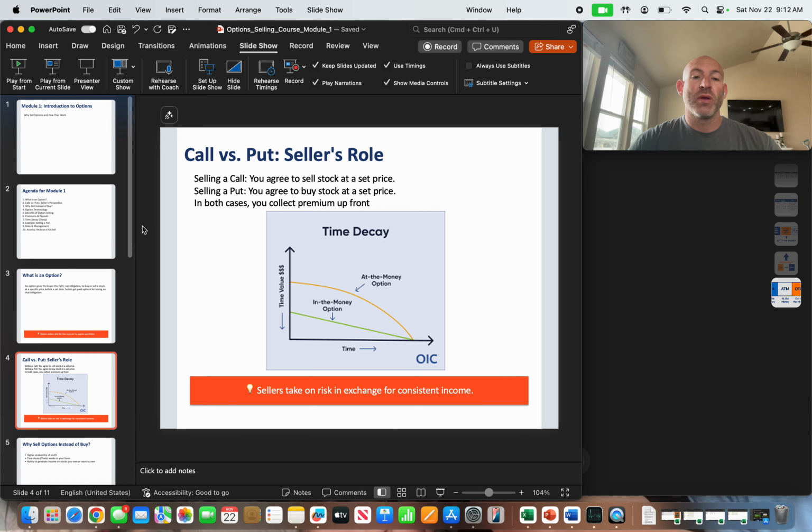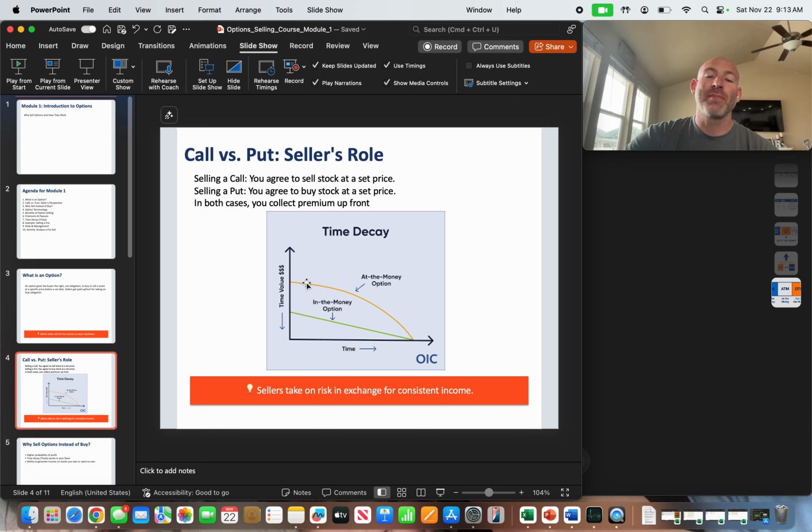Selling a put, that was what we were just talking about. You agree to buy stock at a set price. In both cases, you collect premium up front. Sellers take on risk in exchange for consistent income. This is just a quick little chart that shows you the time decay aspect of selling an option. Because there's an expiration date, that contract only has value up until it expires. So you essentially have this decay that happens, and that's what this bowed curve is right here.